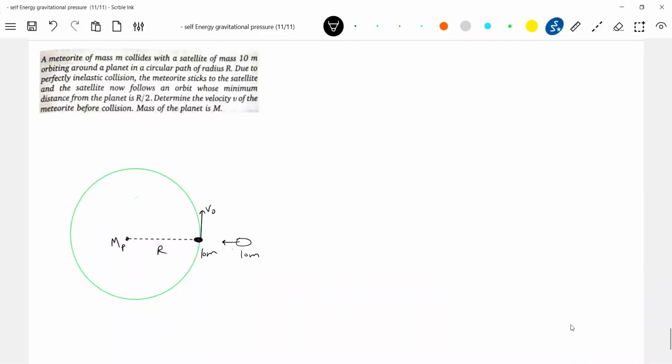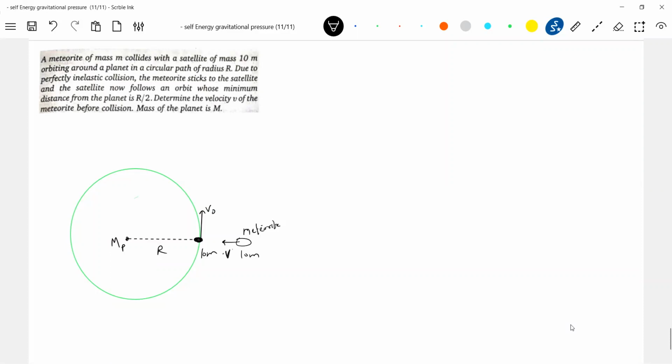He is asking for this initial speed. This is a meteoroid, and that 10m is the satellite here. Let the speed of the meteoroid before collision be v. This v is unknown, and has to be determined. A perfect inelastic collision occurs.